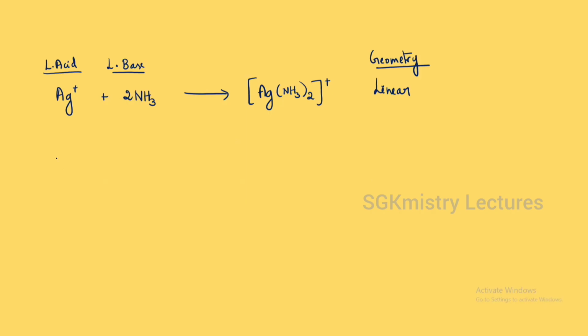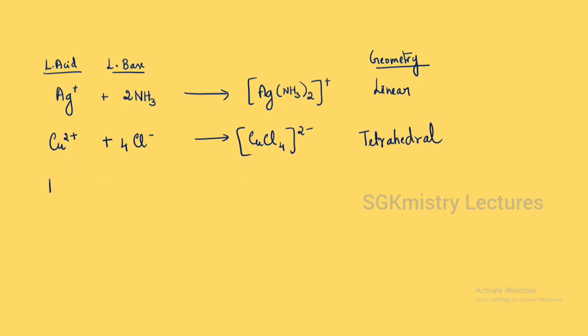Similarly, if I'm going to take Cu2+, which acts as the Lewis acid, it can combine with chloride ions to form CuCl4 2-. So I'm going to balance the equation, 4Cl-. There are 4 chloro ligands and here the geometry is tetrahedral.